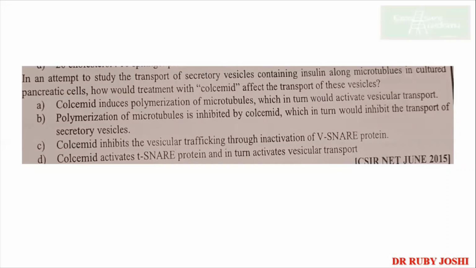Options are: colcemid induces polymerization of microtubules, which in turn would activate vesicular transport. Polymerization of microtubules is inhibited by colcemid, which in turn would inhibit the transport of secretory vesicles. Colcemid inhibits vesicular trafficking through inactivation of V-SNARE proteins. Colcemid activates T-SNARE protein and in turn activates vesicular transport. What is the answer, guys?